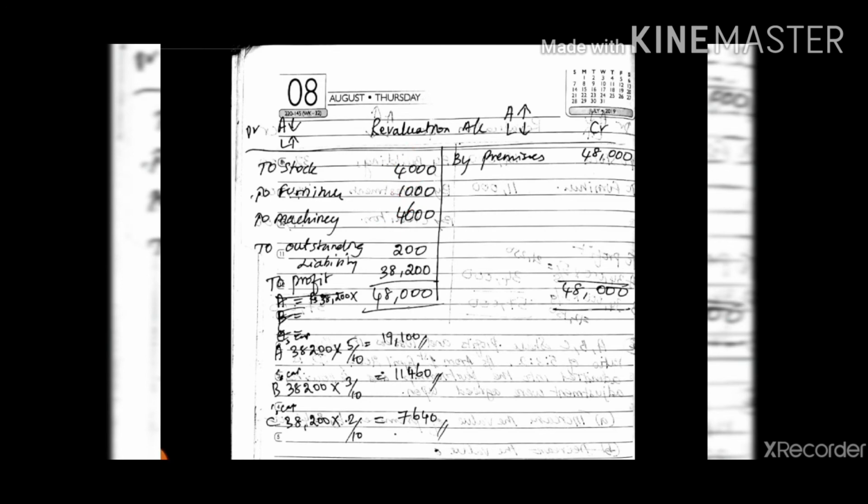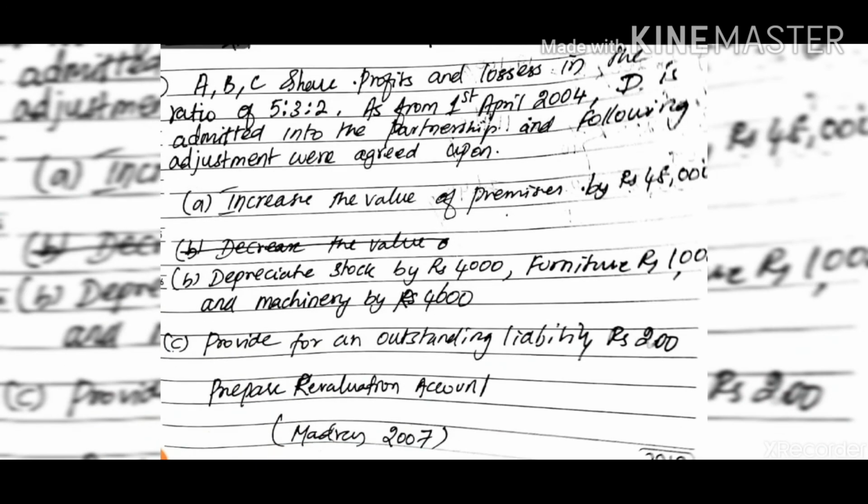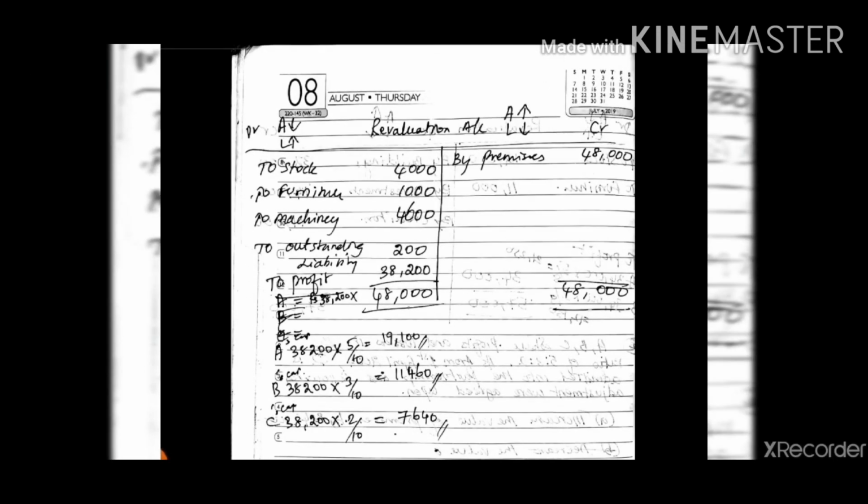So please remember this one. When asset decreases and liability increases, debit. When asset increases and liability decreases, credit. If you remember this particular part, definitely you will be able to do the revaluation account. After the second one, we'll come to the third one. Provide an outstanding liability of 200. So now the liability increases. When liability increases, it will be recorded on the debit side. So 200, and the total comes around 48,000, and the balance is 38,200.